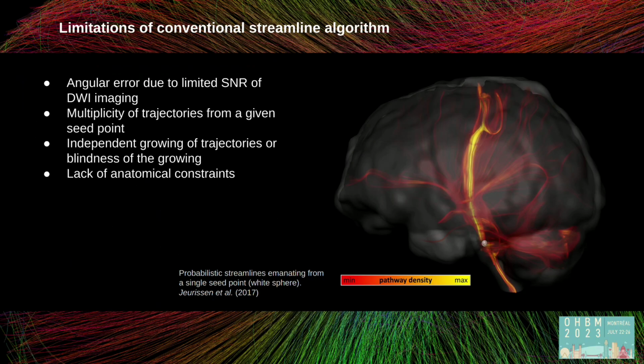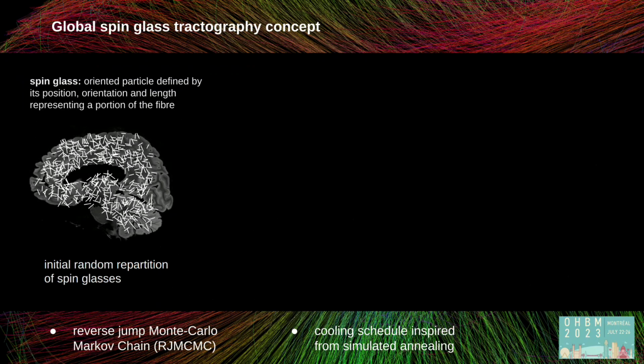Fibers, moreover, grow independently from each other. So to address this limitation, the concept of global tractography was introduced in 2000. This approach enables the inference of all fibers simultaneously through a global optimization process, aiming to overcome the drawbacks I've just mentioned. It basically consists in spreading small particles called spin glasses all over the brain.